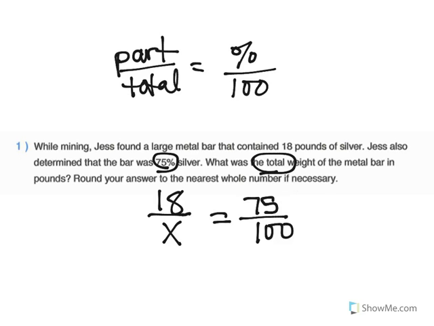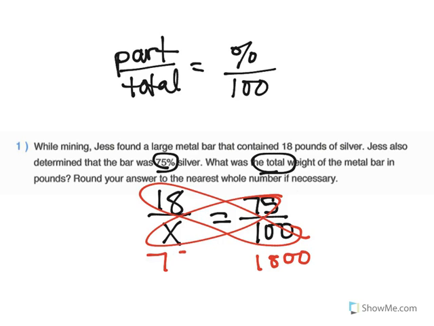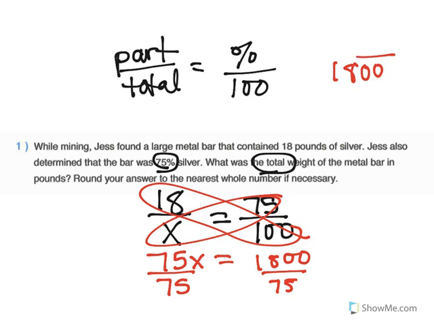So we have to solve the problem. One of the things you can do is cross products. So I can do 18 times 100, which would be 1800, equals 75 times x, which is 75x. And then I can solve it like an equation, which means I divide both sides by 75. So I'm going to do 1800 divided by 75. Okay, so does 75 go into 1? No. Does it go into 18? No. 1800? Yes. How many times?